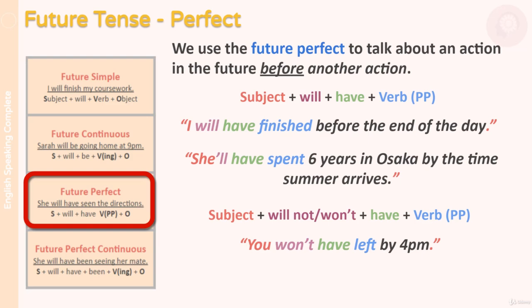Those two actions again. So leaving and 4 p.m. arriving. So you won't have left by 4 p.m. Here we can't make a contraction between the subject and won't, the auxiliary verb. We can't say you'll not, or however you might contract it. We don't do that. You won't. The contraction is already in won't, which strangely enough is a contraction of will not. You won't have left by 4 p.m.